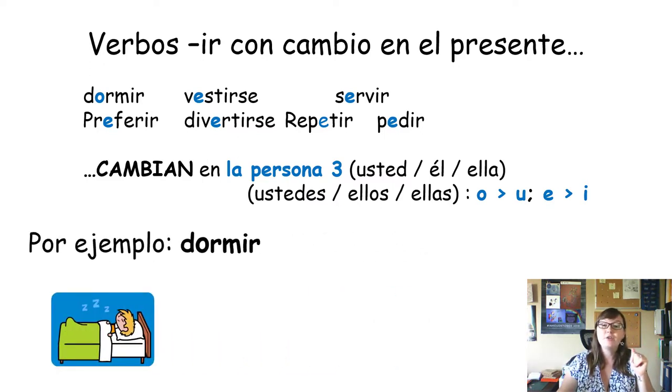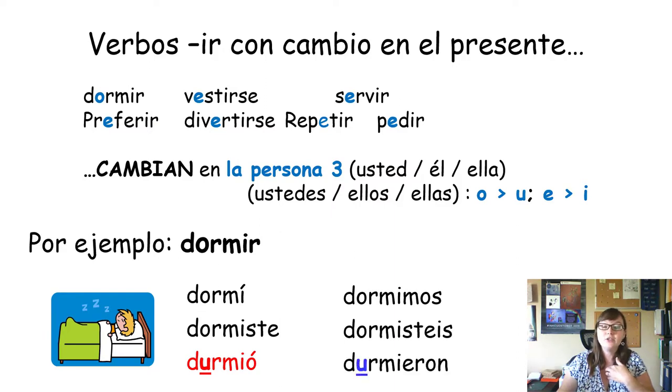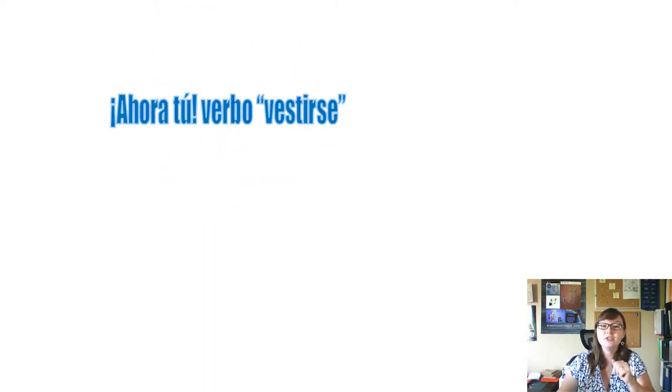For example, dormir would be yo dormí, tú dormiste, él durmió. It's got a U, so the O changes to a U. Then it goes back. Nos dormimos, vosotros dormisteis, y ellos durmieron. So in the third person form, singular or plural, it's going to change that O to a U. Durmió, durmieron. Muy bien. All right, it's your turn to try it out.